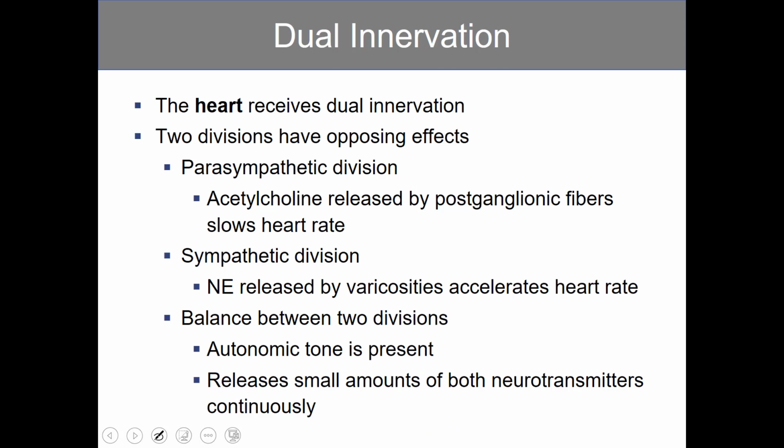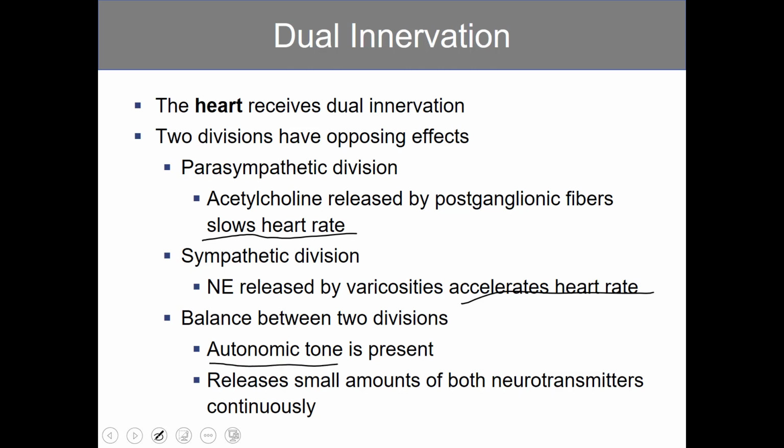So the heart is receiving dual innervations. We have both divisions activating. The parasympathetic division utilizes acetylcholine released from the postganglionic fibers, and acetylcholine is going to slow the heart rate, while the sympathetic division releases norepinephrine, which accelerates the heart rate. And there's always a balance between the two, and that balance creates autonomic tone.